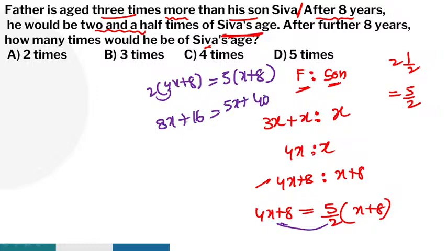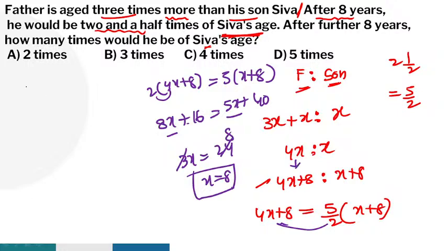x లను సైడ్ తీసుకొచ్చేద్దాం. 8x minus 5x ఎంత అండి? 3x అండి. 40 minus 16 ఎంత అండి? 24 అండి. 3 1s are 3, 8s అండి. x is equal to how many years అండి? 8 years అండి. అంటే ఫాదర్ ఏజ్ ఎంత? రైట్, ఫాదర్ ఎంత? 4x కదా.